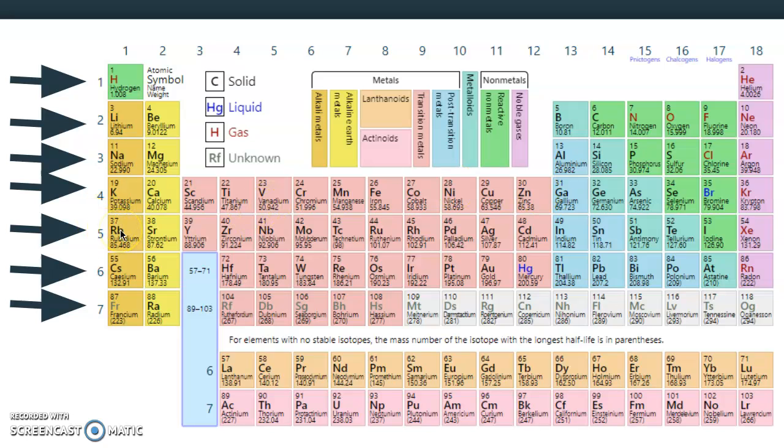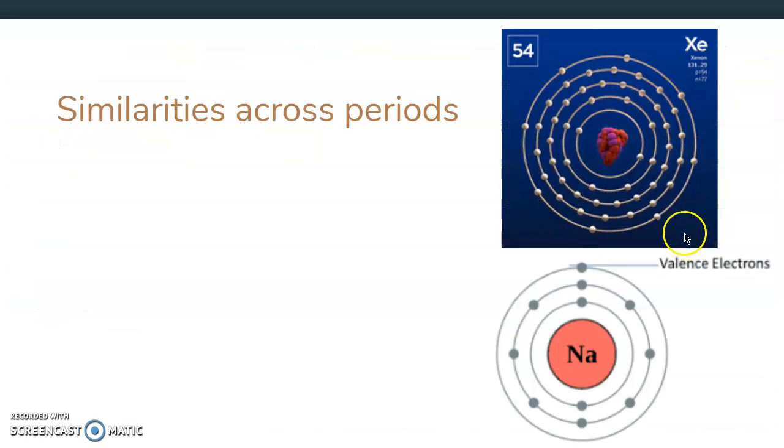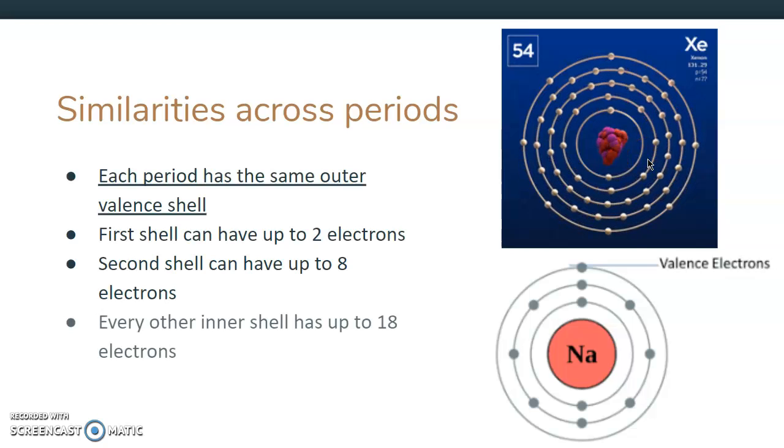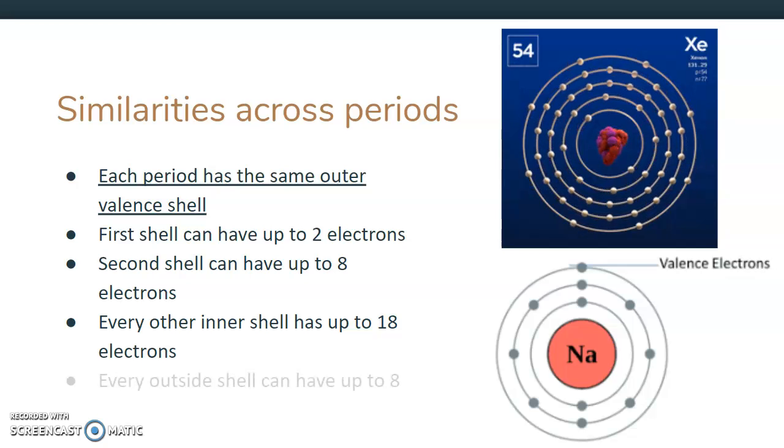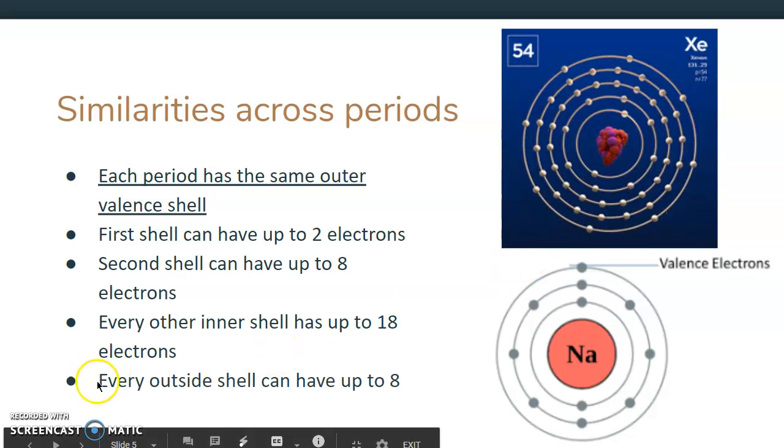So we have rubidium, strontium, indium, tin, antimony, tellurium, and iodine. And then xenon would make our 8. So it can get a little confusing as we're moving up and down through the transition metals, but the most important thing, and I should have underlined this, is every outside shell can have up to 8.